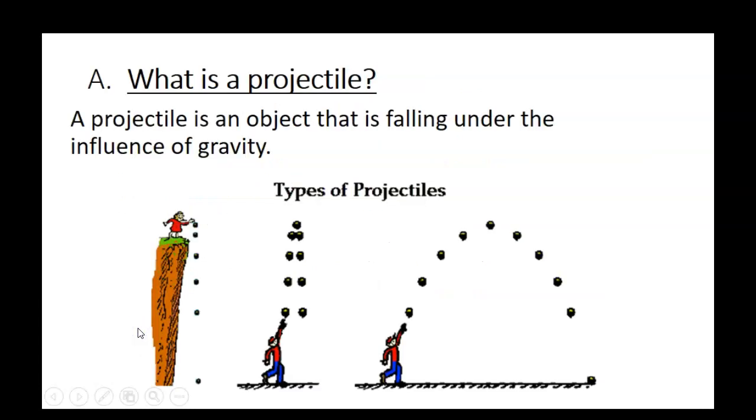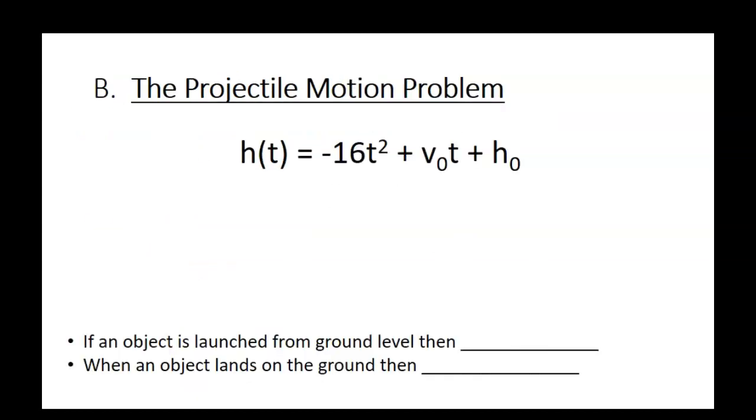So I drew what a projectile is, just in case you guys need to have that recorded in your notes. It's an object that's falling under the influence of gravity, whether you drop it, throw it straight up in the air, or throw it up and over. Now, just so you guys know, we won't be calculating distance today. It's really always just going to be about time and height. It's all about time and height, no distance.